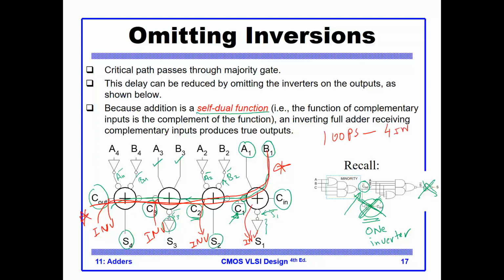And let's say the inverter delay is 10 picoseconds, for example, or 5 picoseconds. So now the delay of this adder becomes 100 minus 20 equals 80 picoseconds. So this adder now is faster because I am saving 4 inverter delays.